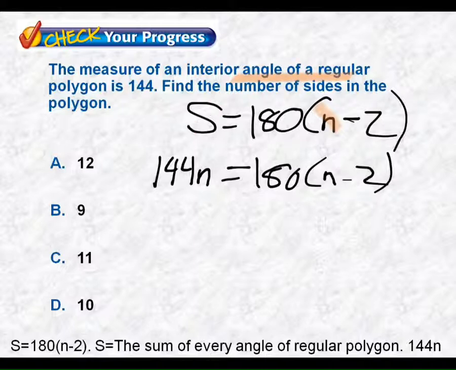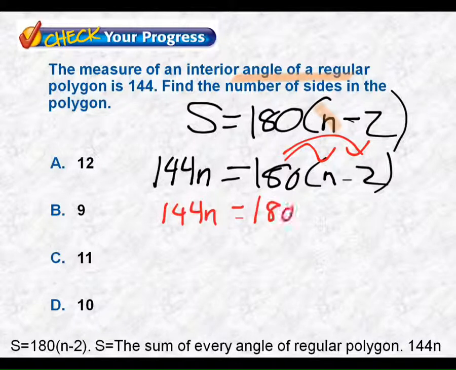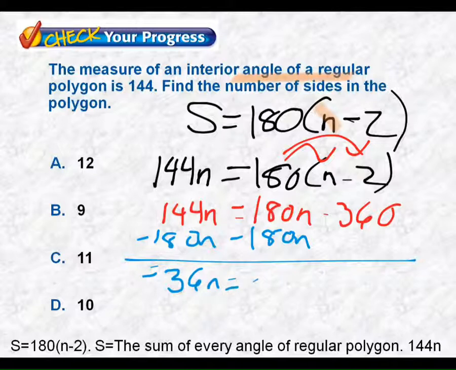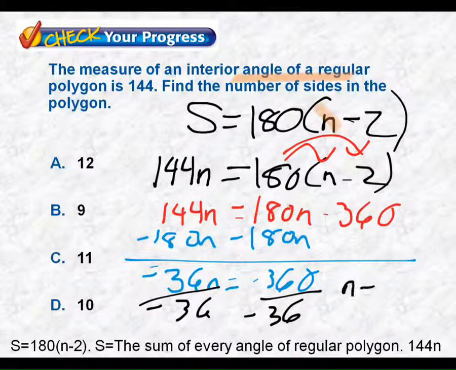Okay. So then I want to solve this algebra problem for n. I'm going to distribute to get rid of the parentheses here, and I have 144n equals 180n minus 360. Okay, let's say I just move my n's over. So I'll subtract 180n from both sides. That gives me negative 36n equals negative 360. So when I divide both sides by negative 36, I get n to be positive 10.